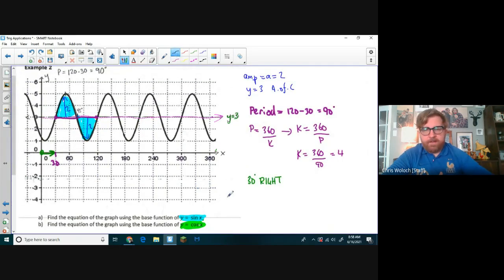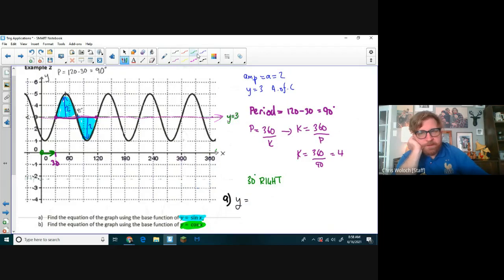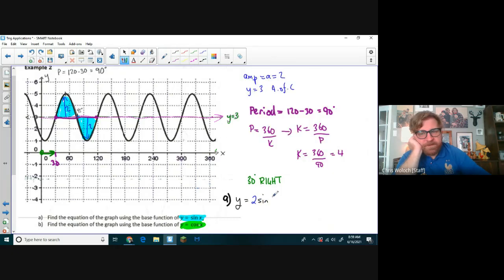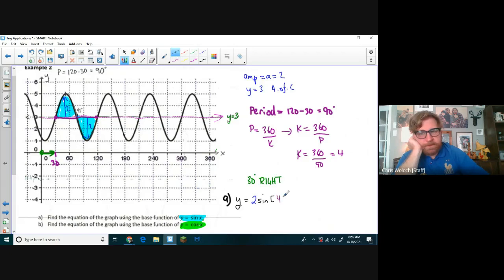So that means if we want to answer part A, we can go right into it. So y equals, all right, so my amplitude is 2. So 2 sine. And then the k value is 4. All right, and then we're going to put a bracket. And then x, and the shift is 30 to the right. So minus 30.